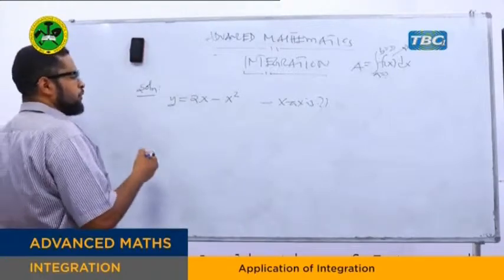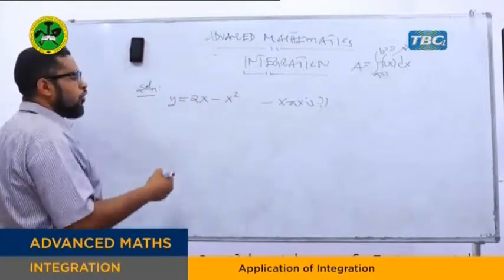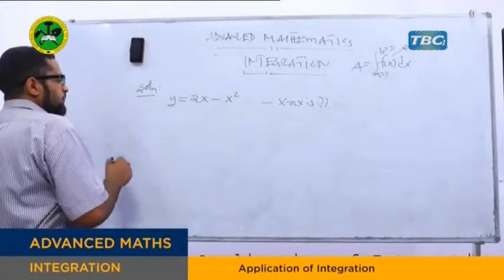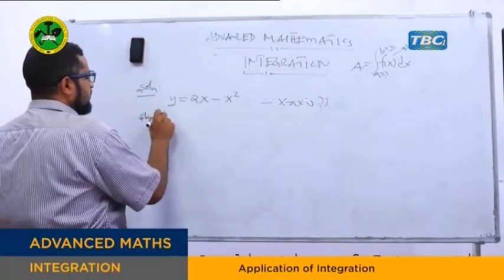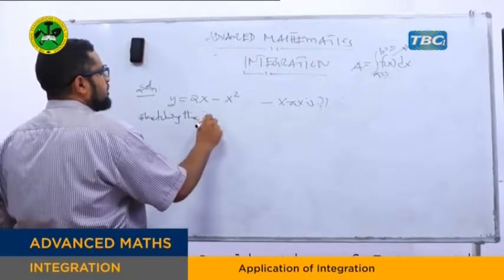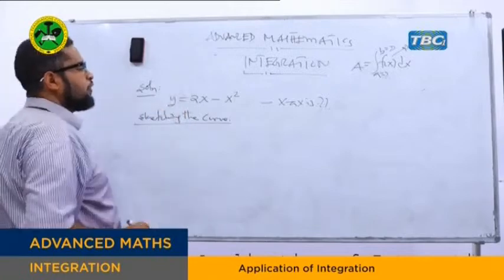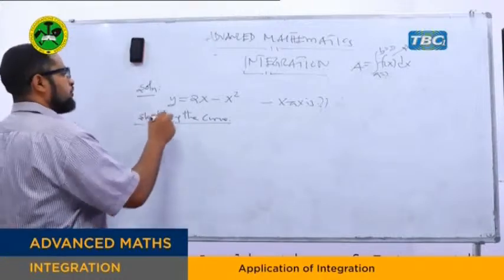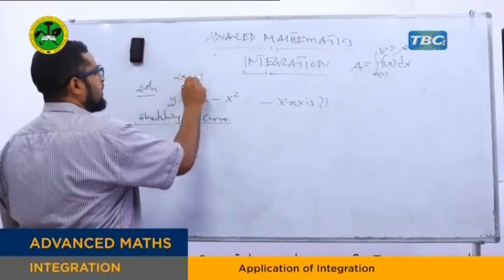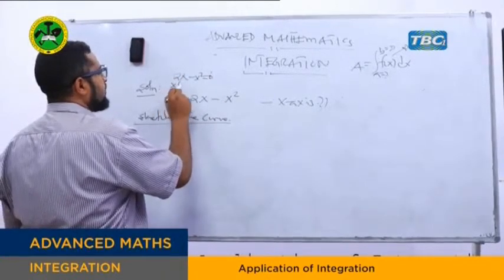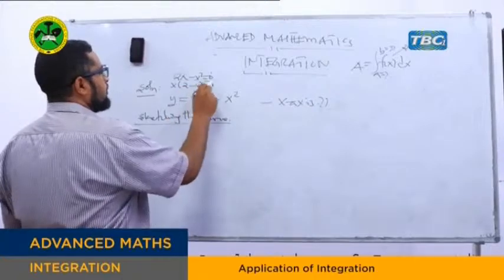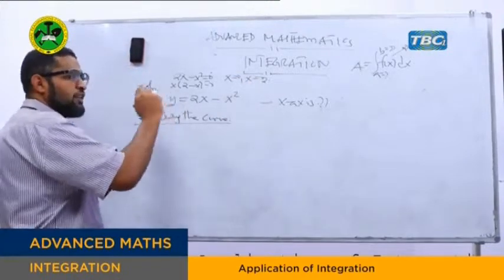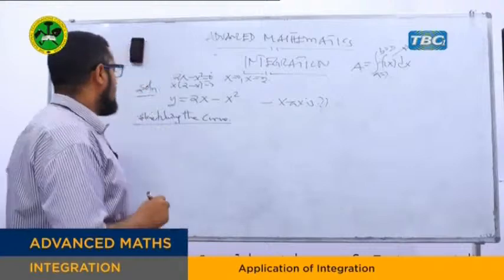But to help you, you can solve for the value of x. Which value of x am I supposed to include in my table? Now, sketching the curve. If we find the value of x from there, we know which values to include in our table. This is the same as saying 2x minus x square equal to 0. Taking x out, 2 minus x equal to 0. So here x equal to 0 and x equal to 2. These are the values that are supposed to be included in our table.